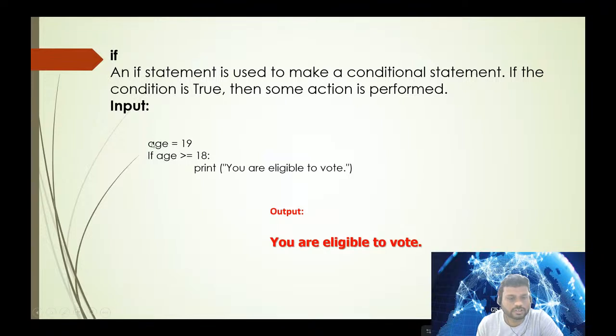Suppose that you are defining a variable, say age is equal to 19. If age is greater than or equal to 18, then print you are eligible to vote. So your age is 19. Here the condition is the if reserved keyword you have applied, then the output is you are eligible to vote.